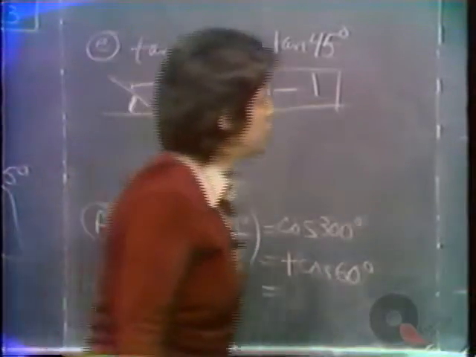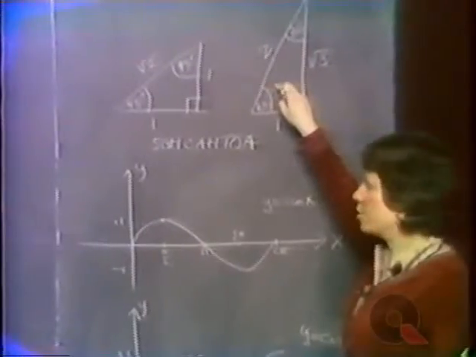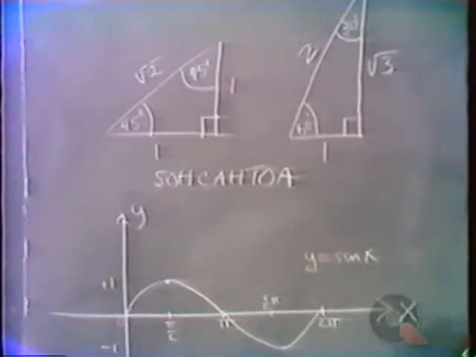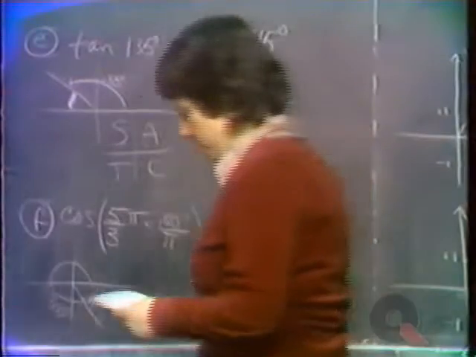Now the cosine of 60 degrees, let's go over here. We want 60 degrees, adjacent over hypotenuse, 1 over 2. The cosine of 60 degrees is 1/2. Part F here.